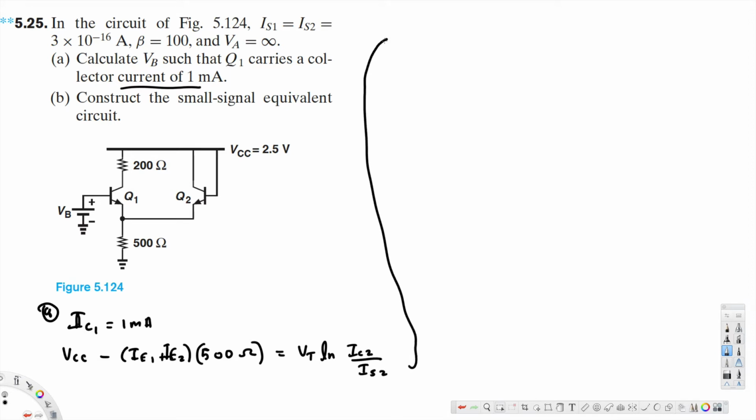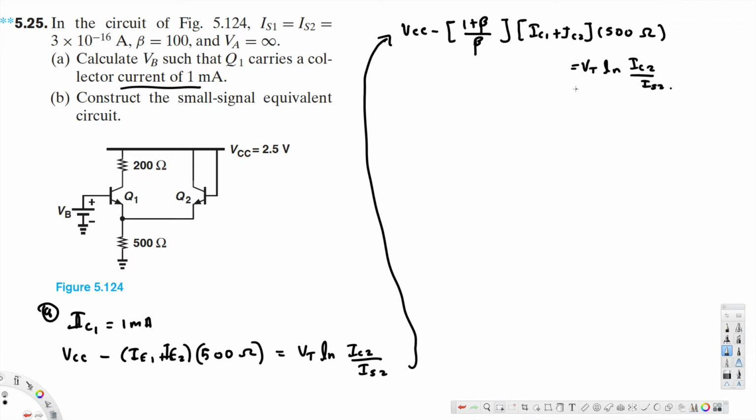Now let's go ahead and plug in all the values and solve. Here, instead of IE, we can put (1 plus beta) over beta times IC, because we don't have the IE value, but we can write IE in terms of IC. If you write that, this is going to be VCC minus (1 plus beta) over beta times (IC1 plus IC2) times 500 ohm, that's equal to VT ln of IC2 over IS2.